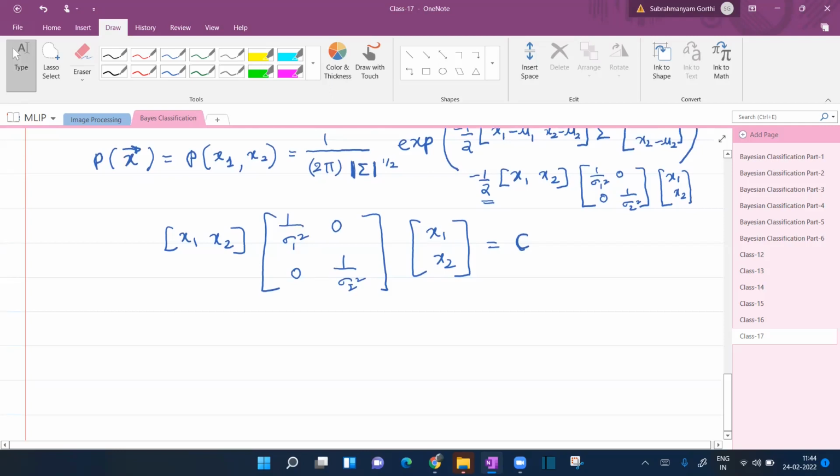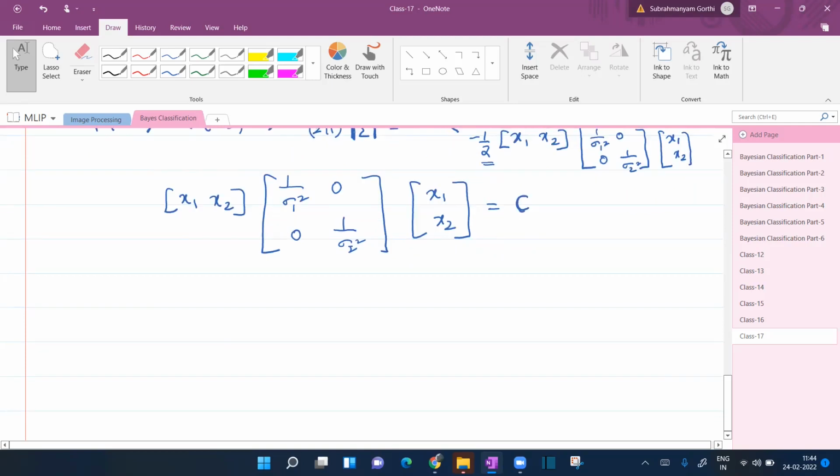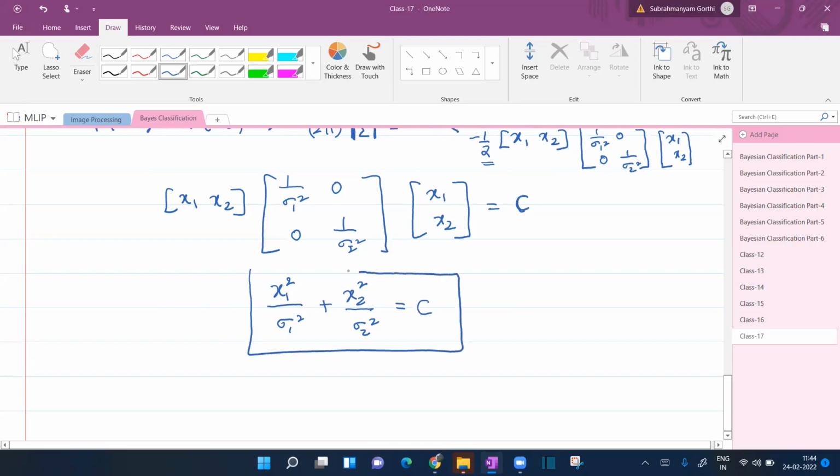Calculate and tell me: is the left hand side a scalar or a vector? It has to be a scalar. Yes, what is that value? x1 square by sigma 1 square plus x2 square by sigma 2 square is equal to a constant. See, concept. Very good. What is the shape of this? Elliptical, an ellipse. If sigma 1 and sigma 2 are the same, it is going to be a circle.